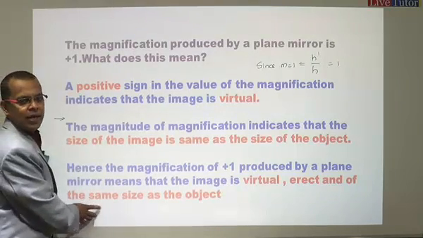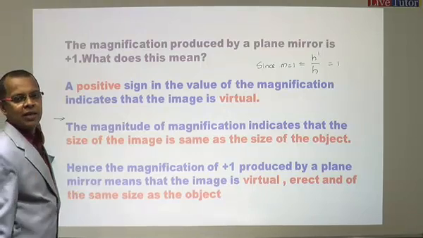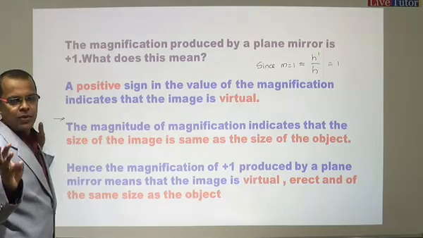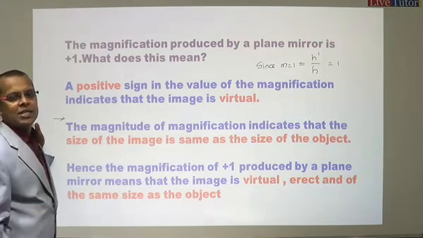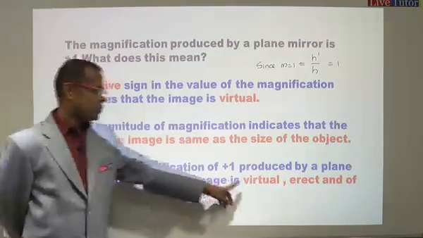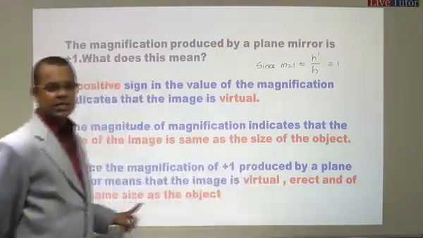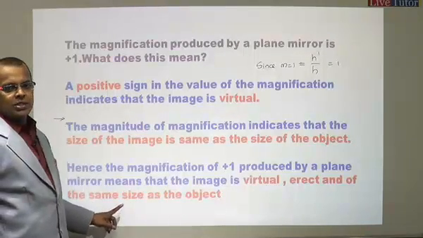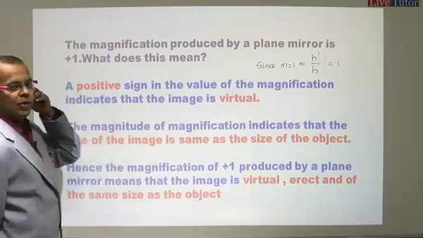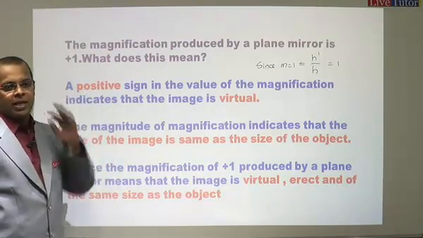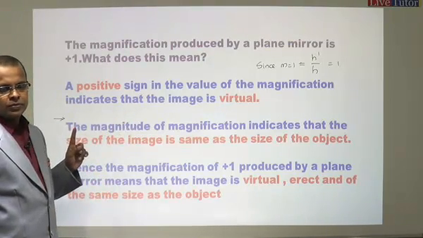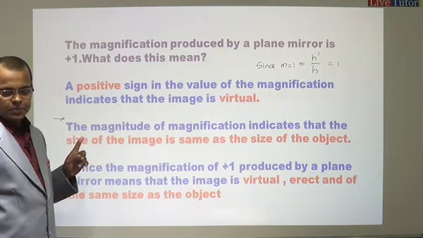And the third point is related to the plane mirror. The image produced by a plane mirror is virtual, erect, and the same size as the object. This is the important point. This only tells about that, +1: virtual, erect, and the same as the object size. These are the points talking about this value, +1, for a plane mirror. Is that clear now? Have you understood this?